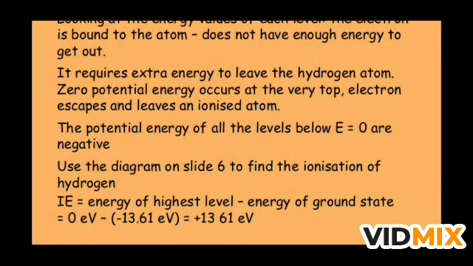So the ionization energy is equal to the energy of the highest level minus the energy of the ground state, which is equal to 0 minus 13.6 electron volt, that is plus 13.6 electron volt of energy required to remove the electron from the atom, or we can say for the atom to become an ion.